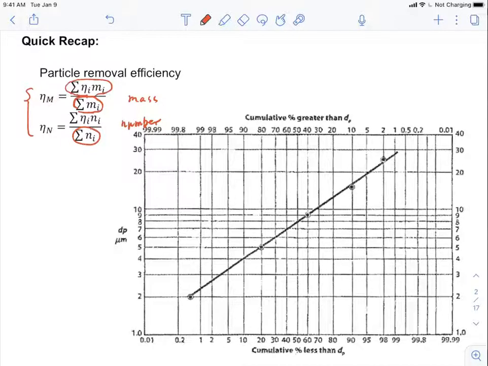To calculate that, we need to do the summation of particle removal efficiency multiplied by the mass in that size range. We gave an example of how we can use the log normal distribution, the semi-log plot, to find out the mass fraction in each size range. In that way, we can do this summation and then calculate the total collected mass. It's going to be the same for the total number removal as well.